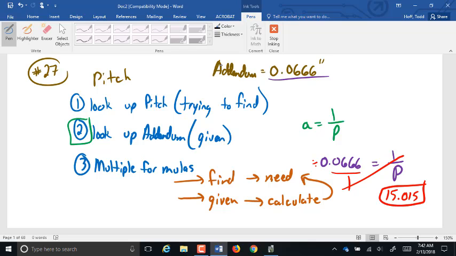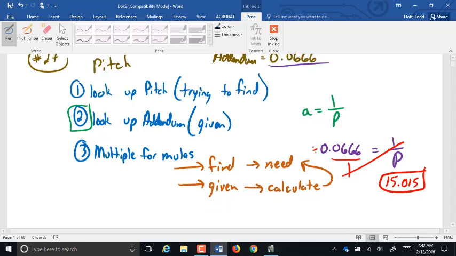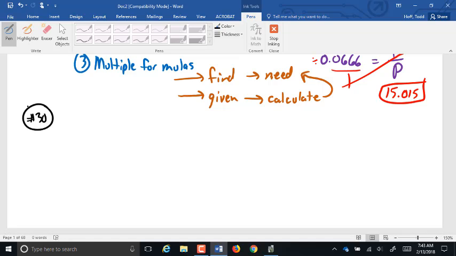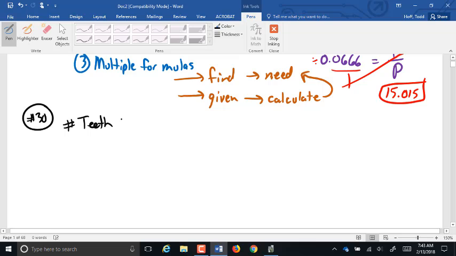Now, it's not one that we were assigned, but I am going to jump to number 30. Very similar to the one we just did. Mainly because I don't want to use up the ones that you're assigned, because I'm going to make you keep working on those today. Number 30, we are asked to find the number of teeth. We are given the outside diameter and the circular pitch, PC.